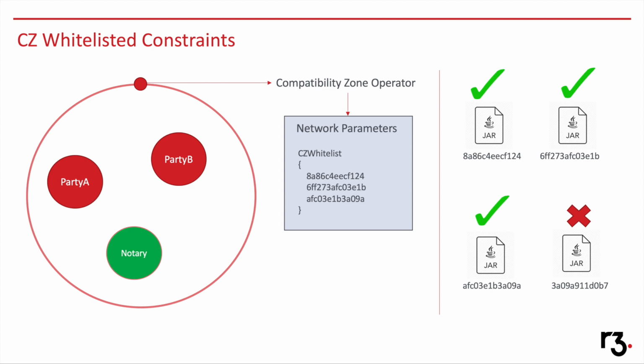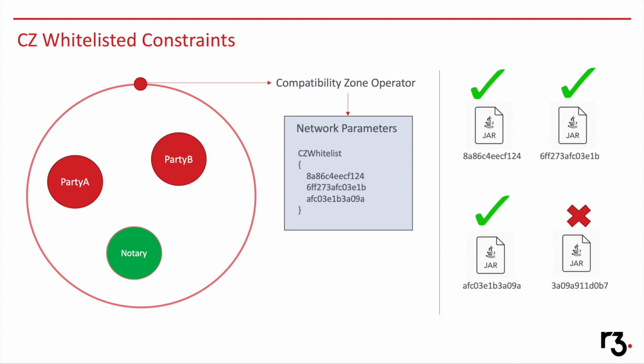With compatibility zone whitelist constraint, the compatibility zone operator would provide a signed whitelist of hashes of the jars as part of the network parameter. Any of these hashes would be valid and accepted by the platform. Thus, parties can now wait before they upgrade to the newer version in case they are not ready to upgrade for whatever reasons. This also allows multiple versions of the contract to coexist in the network and the parties still be able to transact.